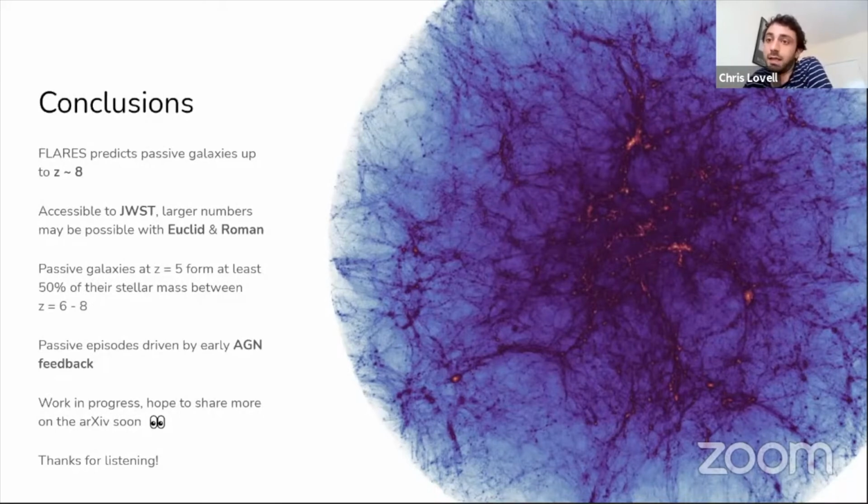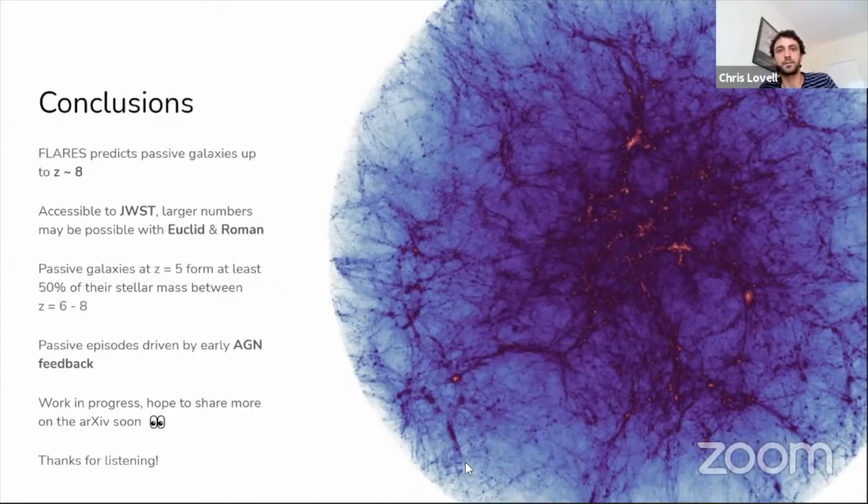Passive galaxies at z equals 5 tend to form at least 50% of their stellar mass between redshift 6 and 8, and the passivity is driven by very early AGN feedback. As mentioned, it's work in progress. I'm hoping to share something on the arXiv soon, but I'd be interested to hear anybody's comments or questions. Thank you very much for listening.